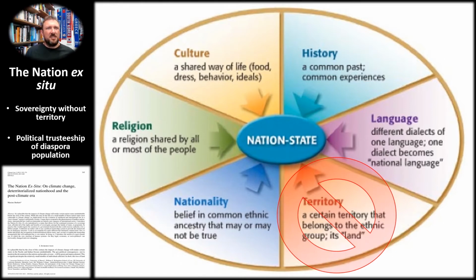Ex situ nationhood is a status that would allow for the continued existence of a sovereign state, afforded all the rights and all the benefits of sovereignty in perpetuity. In practice, this would require the creation of a government framework that could exercise authority over a diffuse people who could be spread as a diaspora population across the world. A political trusteeship model could be used to provide the framework for ex situ nationhood governance.